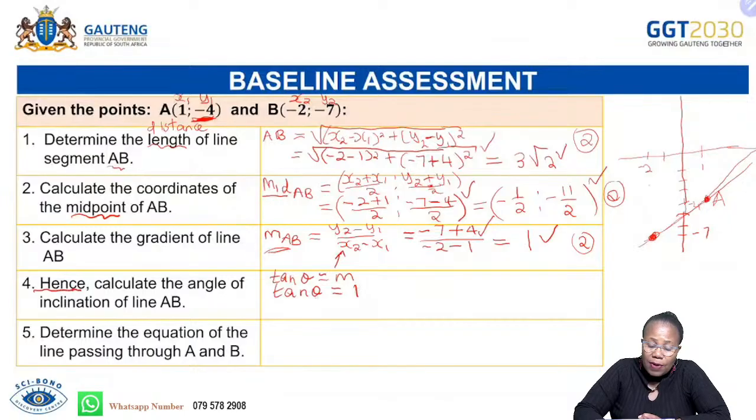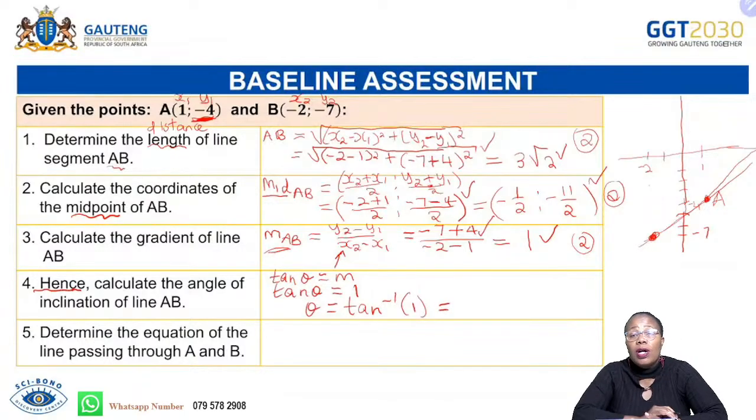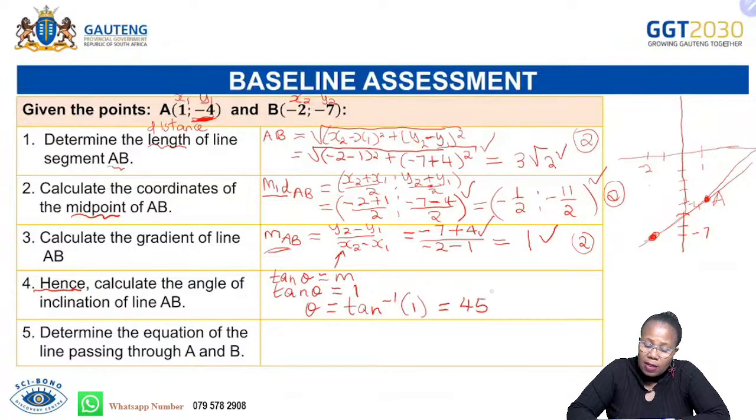And then now to find the theta, we are going to take tan to the side. It becomes arctan of 1. And then into your calculator, shift tangent, and then now 1 grade 12. This will give us a 45 degrees angle. Then our angle of inclination will be 45. It's 1 mark for substituting gradient and 1 mark for your angle of inclination.